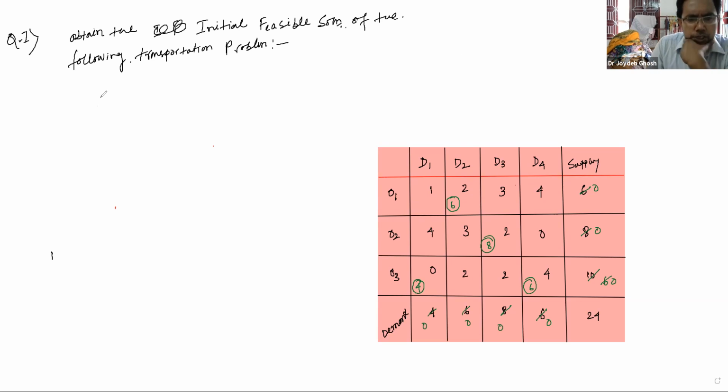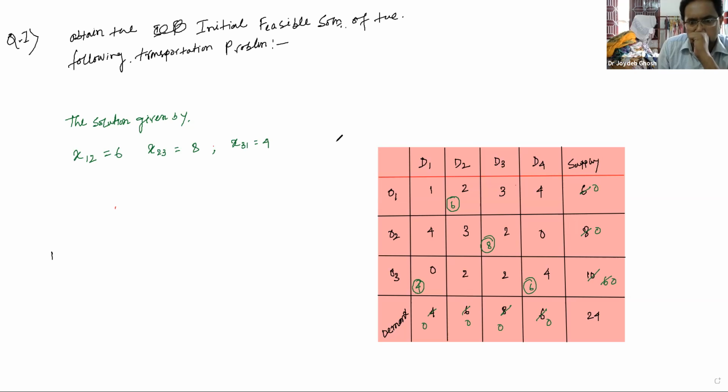So the solution given by, what is our first location? So this is x11, x12. x12 is equal to 6. Next, x23 is equal to 8. Next, x31 is equal to 4. Next, x34 is equal to 6.